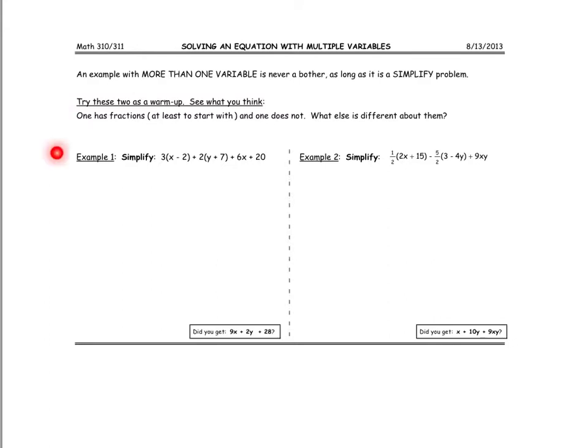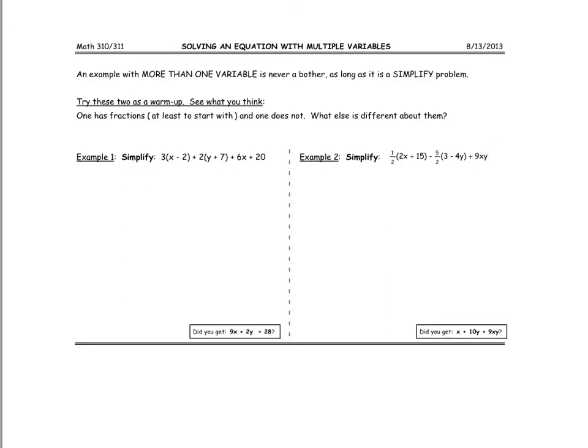Here's example 1. We're going to simplify by distributing, combining like terms, and stopping. Put the problem on pause, work it out, and see if you got the answer that I got. One of us is right, and one of us is wrong, or we're both right, or we're both wrong. Who knows? That's the mystery and half the fun. When you're finished, try example 2. Distribute, combine like terms, and stop.